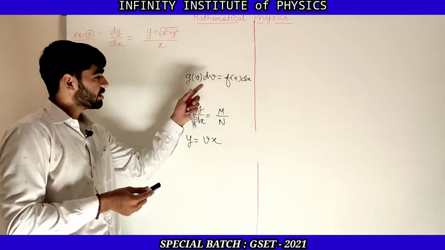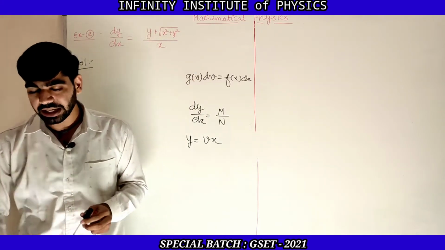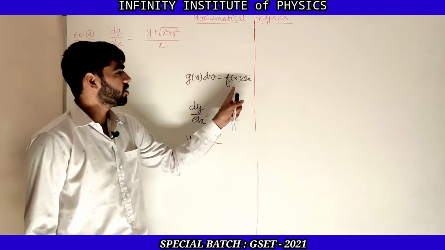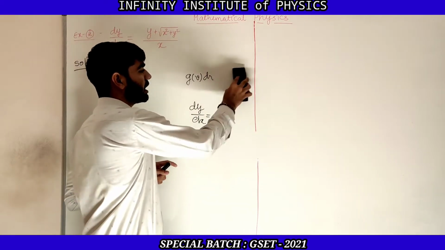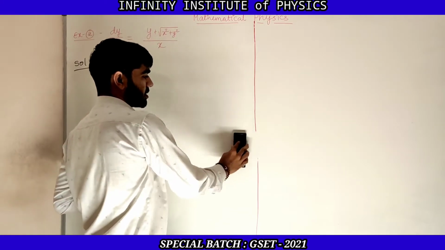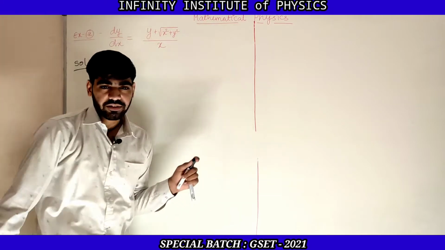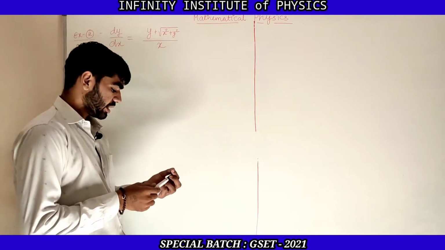On the left hand side we integrate with respect to v, so we get a term in terms of v, and on the right hand side we get a function of x. Then we need to put v is equal to y by x, and that will be the final answer. In the last lecture we already calculated one example of solving a homogeneous equation.